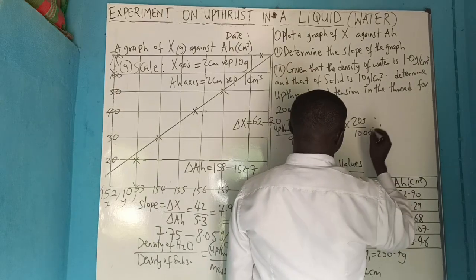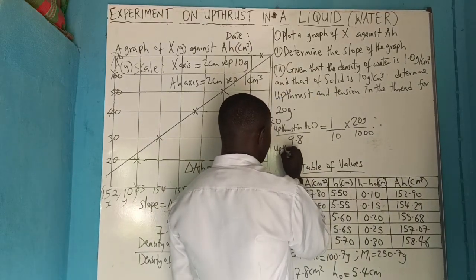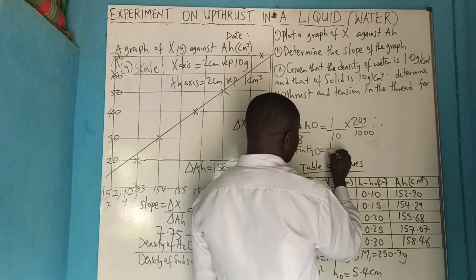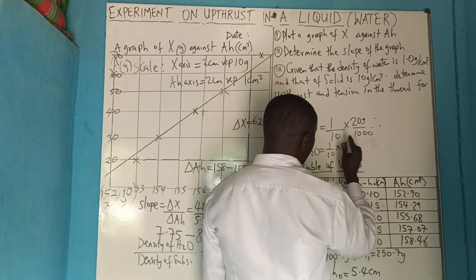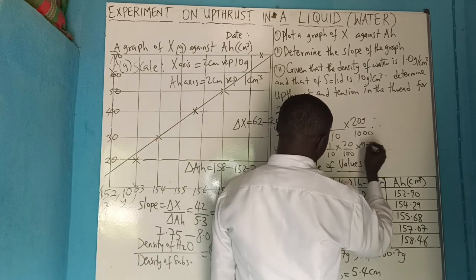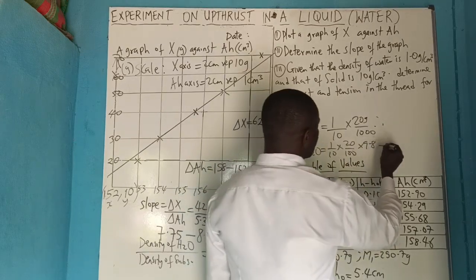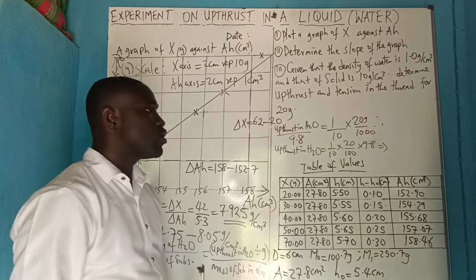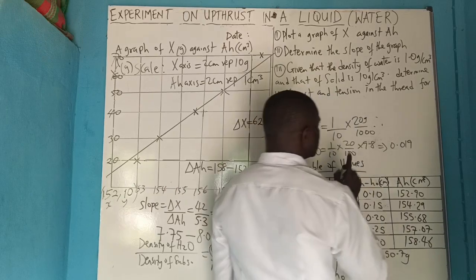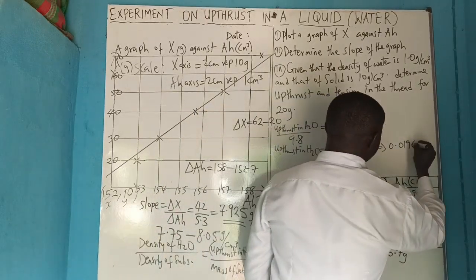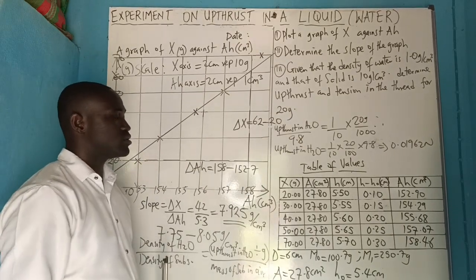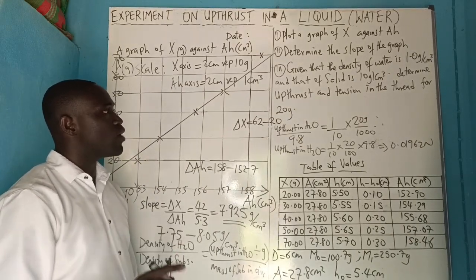Therefore, upthrust in water will be equal to 1 over 10 times 20 over 1000 times 9.8. So when you compute this, you'll be having 0.01962 Newton. 0.01962 Newton. Are you getting it? That is the upthrust in water.